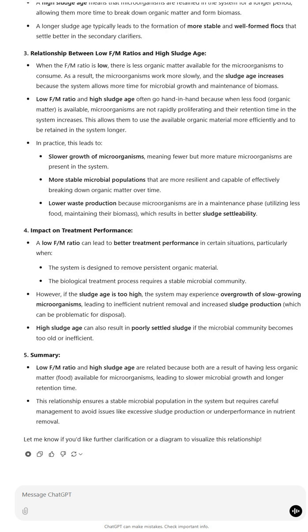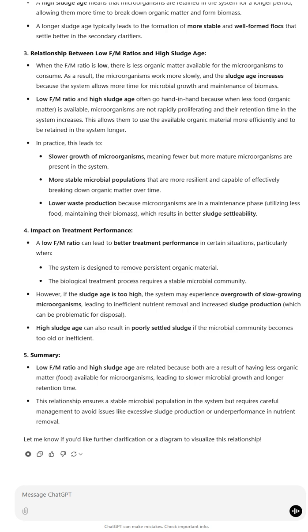However, if the sludge age is too high, the system may experience overgrowth of slow-growing microorganisms, leading to inefficient nutrient removal and increased sludge production, which can be problematic for disposal. High sludge age can also result in poorly settled sludge if the microbial community becomes too old or inefficient.